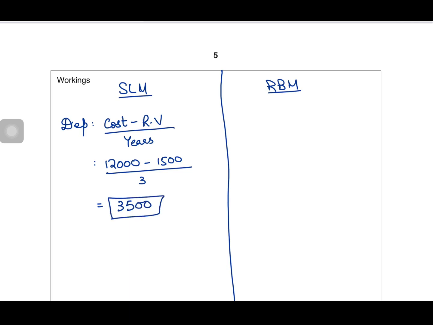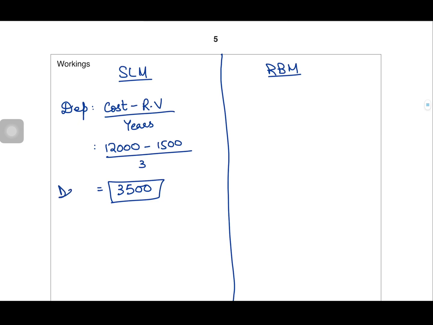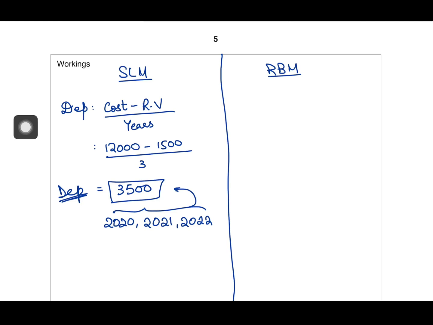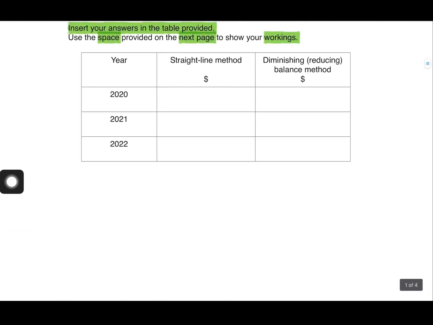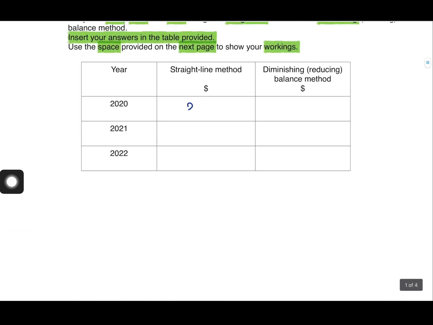So 12,000 less 1,500 divided by 3 will give me a depreciation of $3,500, right? So this is the depreciation for which year? For 2020, 2021 or 2022. This is the depreciation for all of these 3 years, right? The same depreciation will be charged if Rod is using the straight line method to depreciate his delivery vehicle, because under straight line method, the depreciation is applied on the cost using the same formula every year. So this is the depreciation charged every year using the straight line method. So let's write that down. 3,500 will be charged every year.